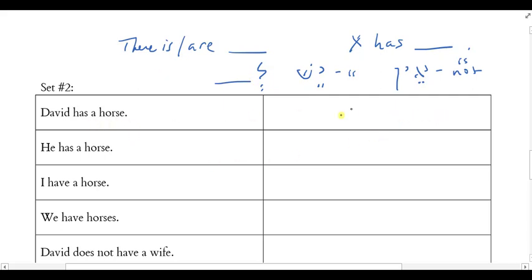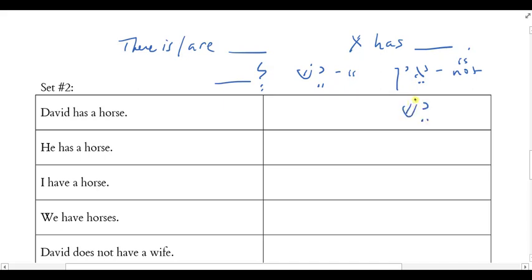So let's walk through and just practice how to do this. So David has a horse. What do I want to say here? If David does have something, what do I use? Ain or yesh? Yesh. That's right. Yesh. Okay, so let's write that down.